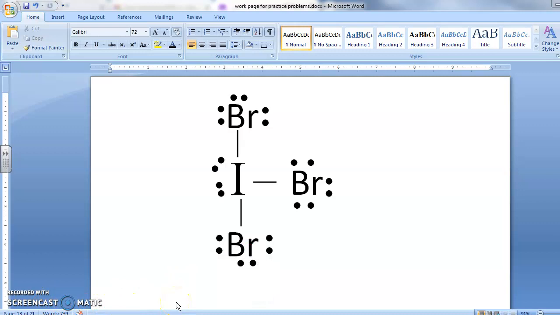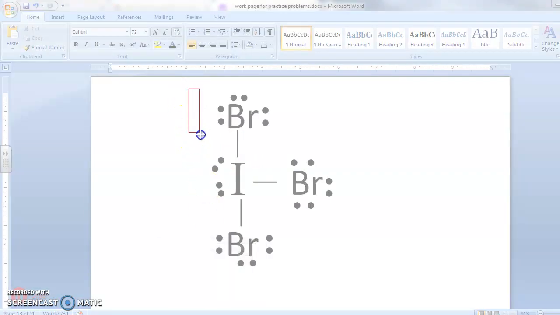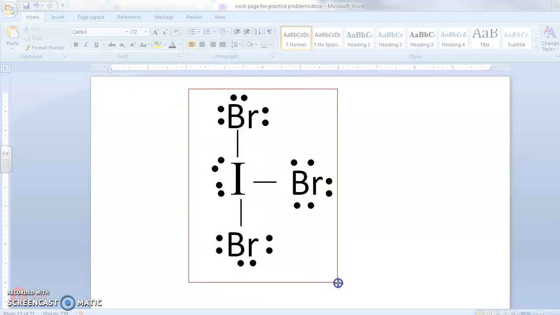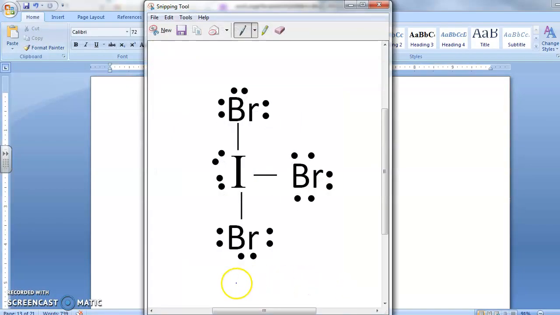All right, so we now have our lines replacing the shared pairs. We've got our molecule ready to analyze and to determine its shape. Let's take a look at the molecule.